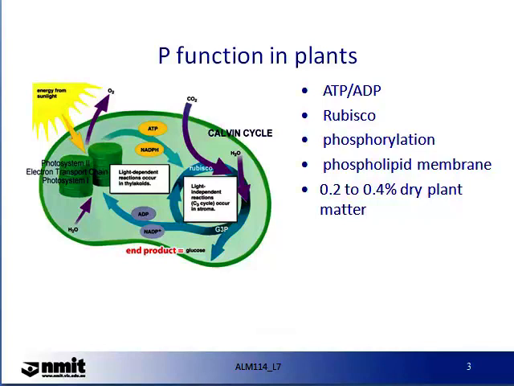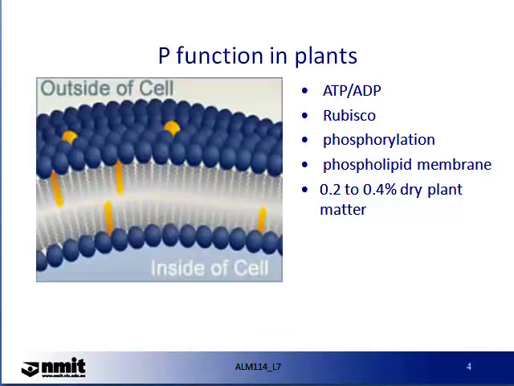Phosphorus is also involved in rubisco, phosphorylation, and the production of phospholipid membranes. Phosphorus typically is found at a concentration in a plant of 0.2 to 0.4% when the plant's dry matter is measured. The visual image on the slide shows a phospholipid membrane. These membranes are incredibly useful as they are able to filter out and only allow certain compounds through them. This is a very important functionality in plants.